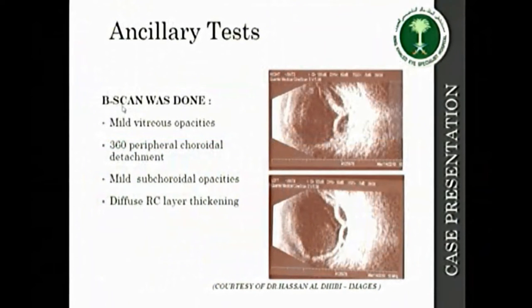A B-scan was done. We can notice that both eyes have mild vitreous opacities and peripheral choroidal detachment, 360, and there is a mild subchoroidal opacity. We can also notice diffuse retinal choroidal layer thickening.